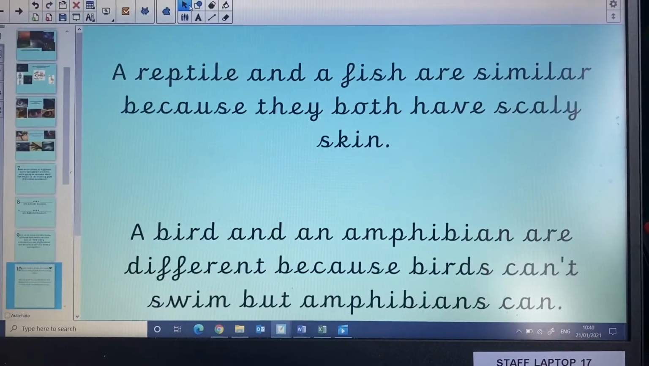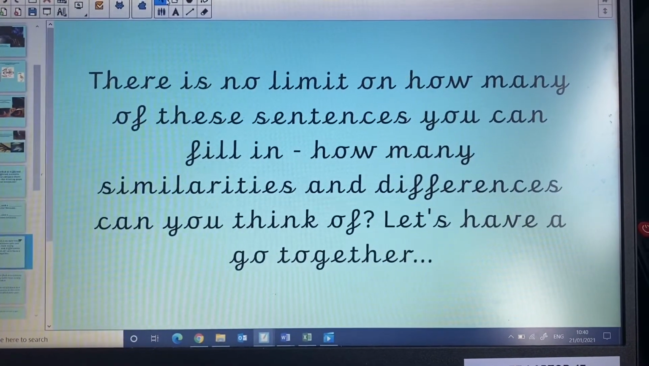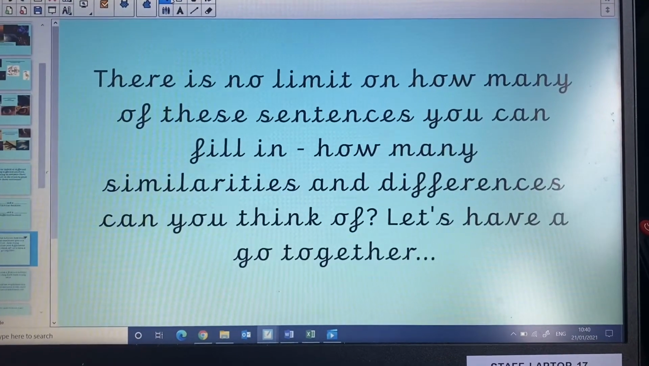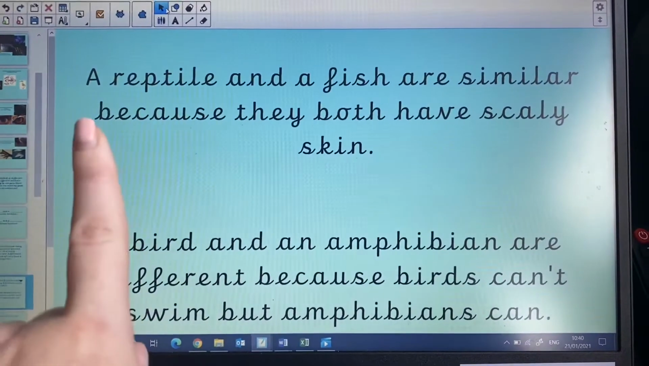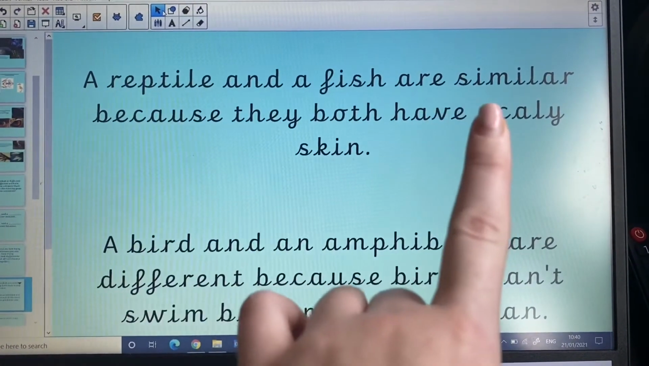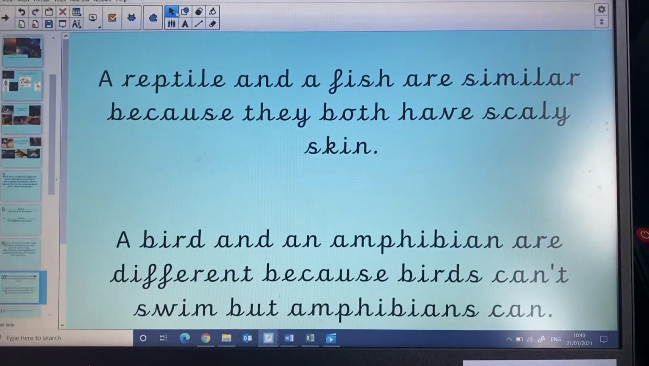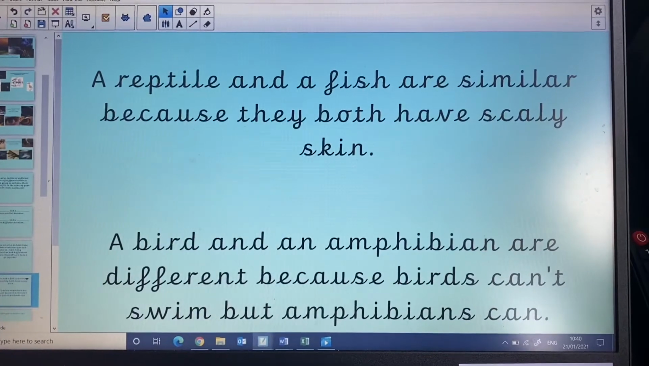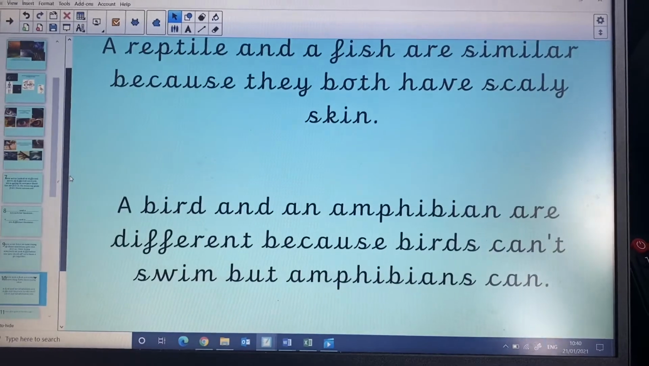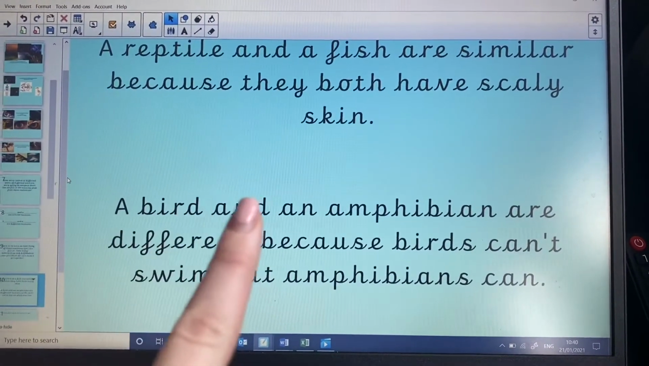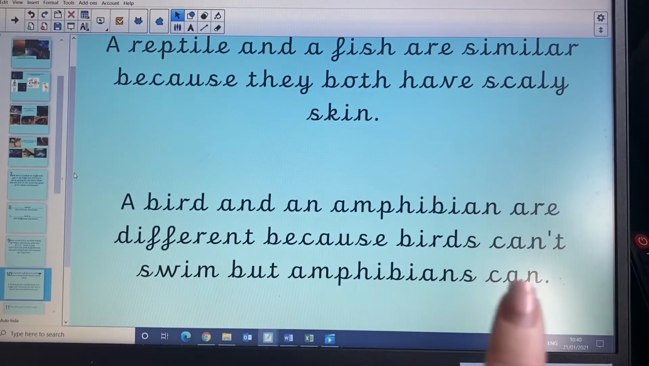Let me have a look. There we go. So it says there's no limit on how many of these sentences you can fill in, but how many similarities and differences can you think of? Let's have a look together. So I've started here and I've said a reptile and a fish are similar because they both have scaly skin. So they both have scales, don't they? I've used those pictures to help me with that one. So that's why they're similar. They've got those things the same. Now I'm going to have a look at the differences. So it says here, a bird and an amphibian are different because birds can't swim, but amphibians can.